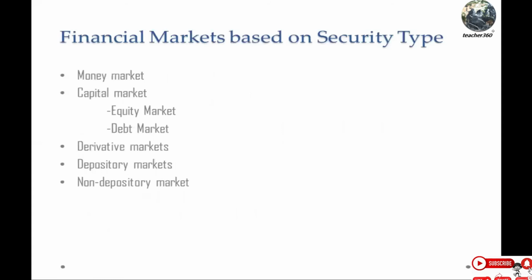Financial markets based on security type. The money market is a marketplace where financial instruments are traded to generate short-term funds. The maturity of these financial instruments is 1 year or less than 1 year. The next one is the capital market. If a company wants to raise capital for their business, they may raise it from both the equity market and the debt market. Through issuing equity and debt, they can get funds for their business.